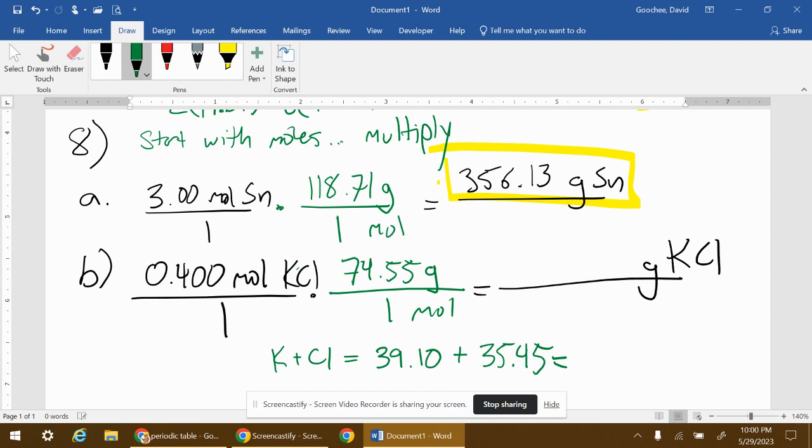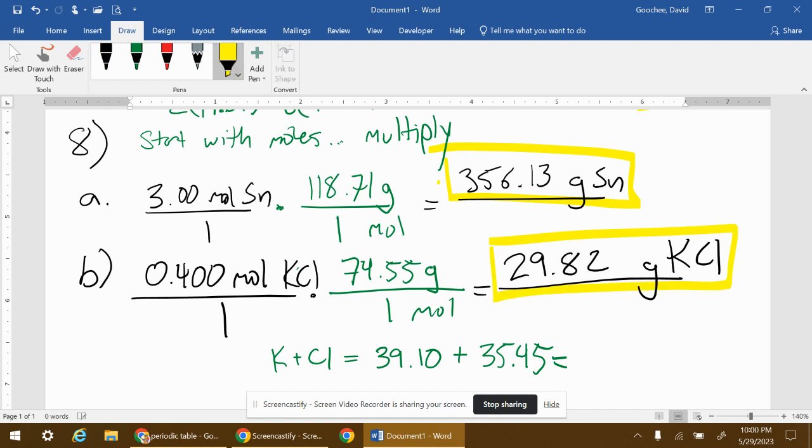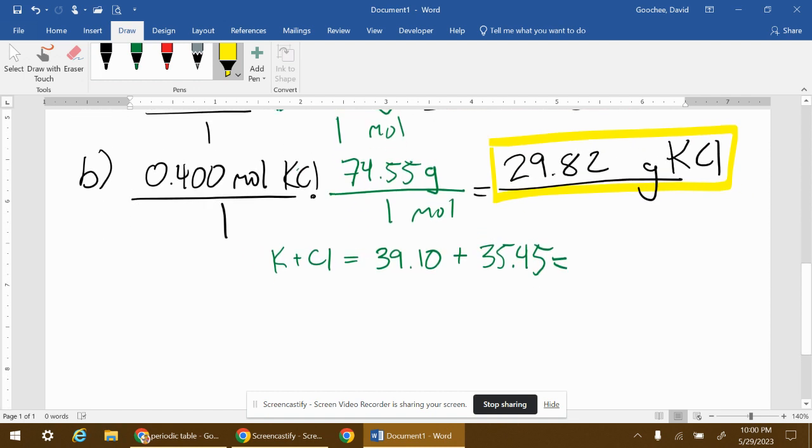74.55. So yeah, when you want to do these conversion problems, you have to make sure that you get the molar mass. So 0.4 moles of KCl at 74.55 grams per mole, so a little less than half of a mole. So it's going to be less than half of this. We get 29.82 grams of KCl. All right, great.